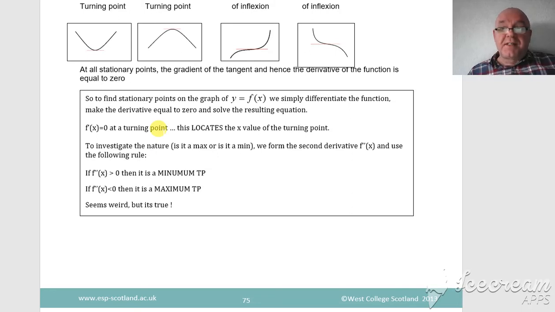You form the second derivative, which you're already familiar with, f double dash x. And we're going to use this rather strange rule, which is if the second derivative is positive, then strangely it's a minimum. Or if the second derivative is negative, then strangely it's a maximum. It's the opposite of what you would actually expect. Seems weird, but it's true. So we're going to apply that to all the problems that I'm going to talk about.